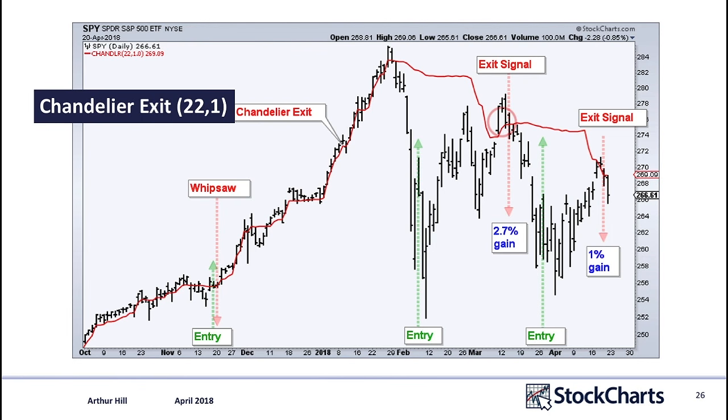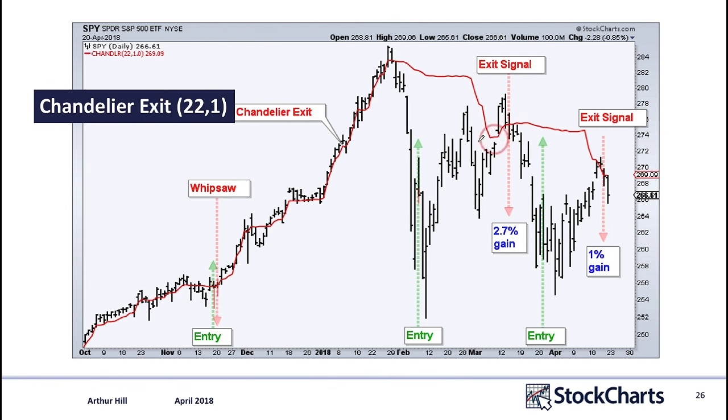So here are some trades based on the Chandelier Exit. And the green lines again show the RSI entry that I showed you at the beginning. And so we got our whipsaw here in November. And then we got an entry there in early February. And we would have had an exit signal there in March.